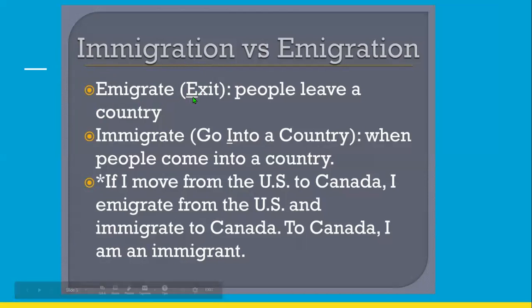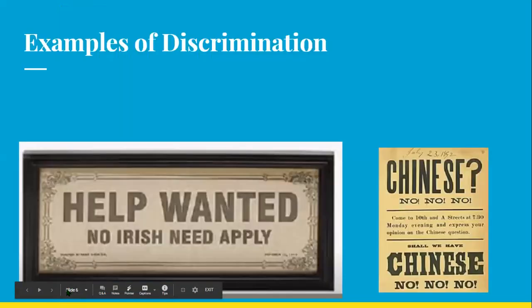Try to remember that E means exit. So emigrate means people leave a country, okay? And immigrate, you look at the I, it says go into a country, right? So this I means into, and this E means exit. So if you immigrate, it's when people come into a country. So this is an example. If I move from the United States to Canada, I emigrate from the US and immigrate to Canada. To Canada, I am an immigrant, okay? So just some extra practice with that.